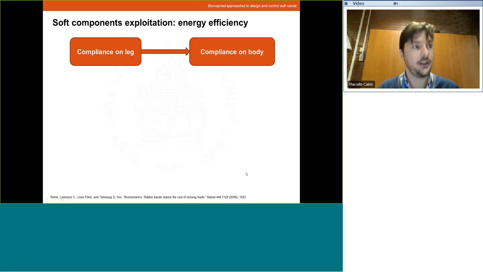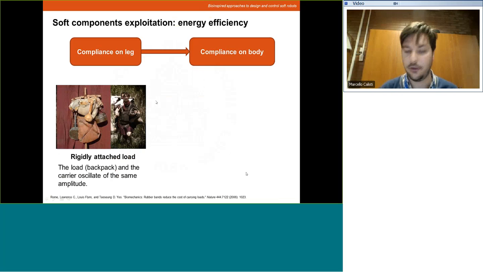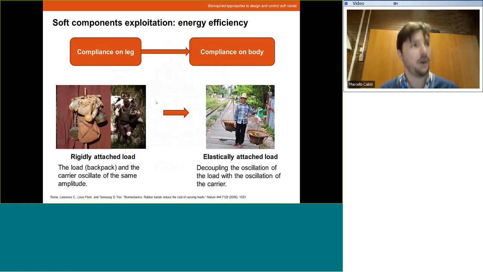So we can put some components related to the mass in this compute, but of course we can also put compliance on the body. What does compliance on the body mean? First of all, the organs that we have inside us are soft, but they are not stuck to our bodies. So they are moving inside our body, and that puzzled biologists for a while, because they said, why are we wasting more energy to make our internal organs oscillate?